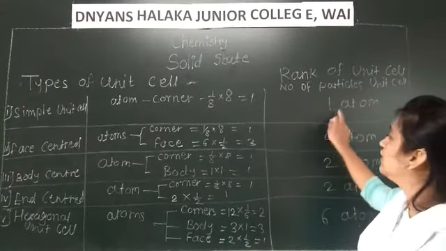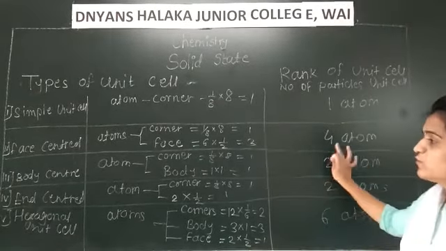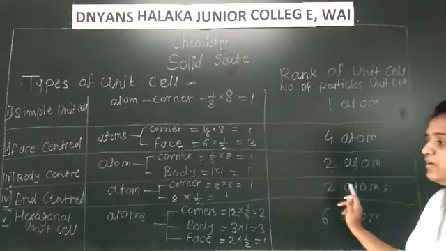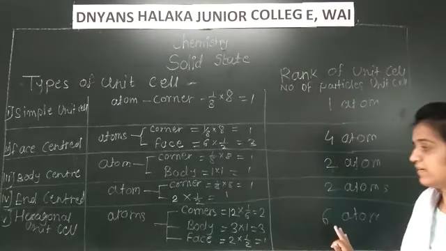For simple primitive it is 1. For face center it is 4. And for body center unit cell it is equal to 2. End center unit cell is 2. And hexagonal unit cell is equal to 6.